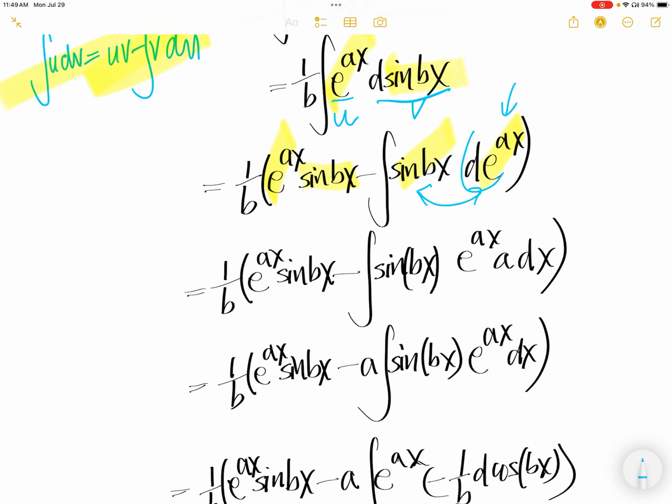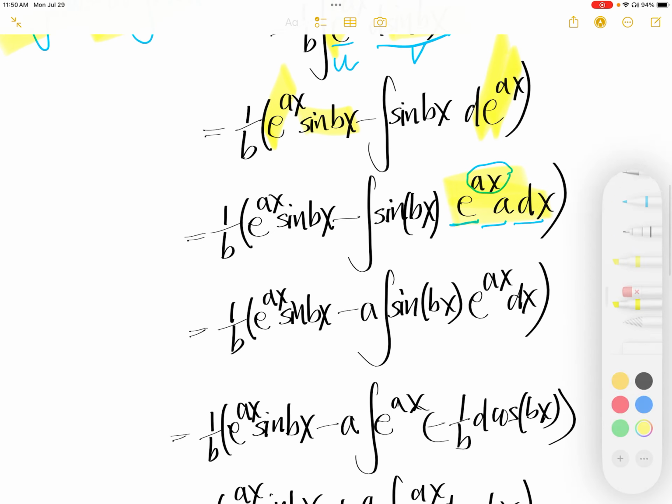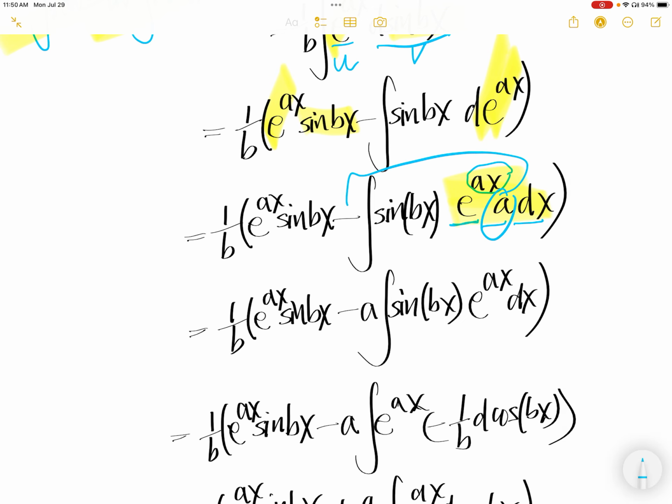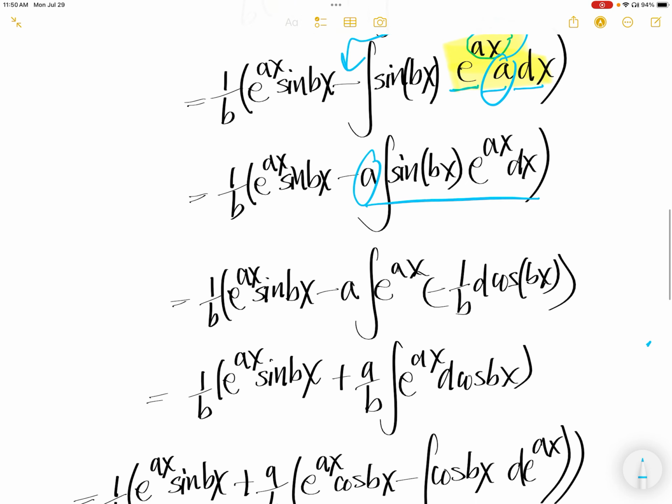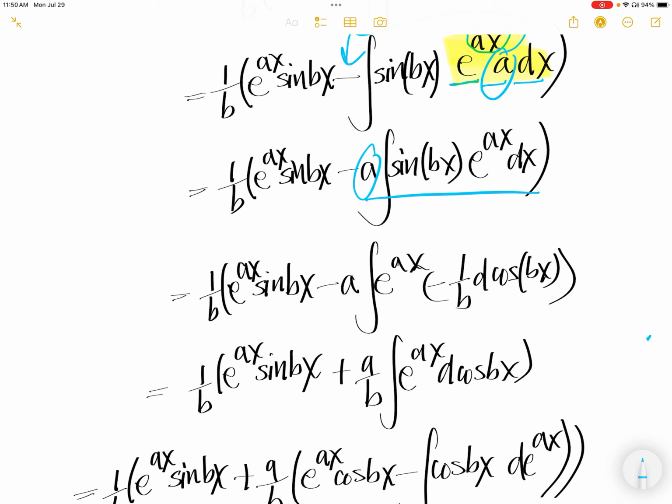Now let us take the derivative of this. The derivative of e to the power of ax is e to the power ax times the derivative of ax, which is a dx. So this is something like that. A, a constant, you can pull it out over here. And now you have this. We are going to push this again into dx.